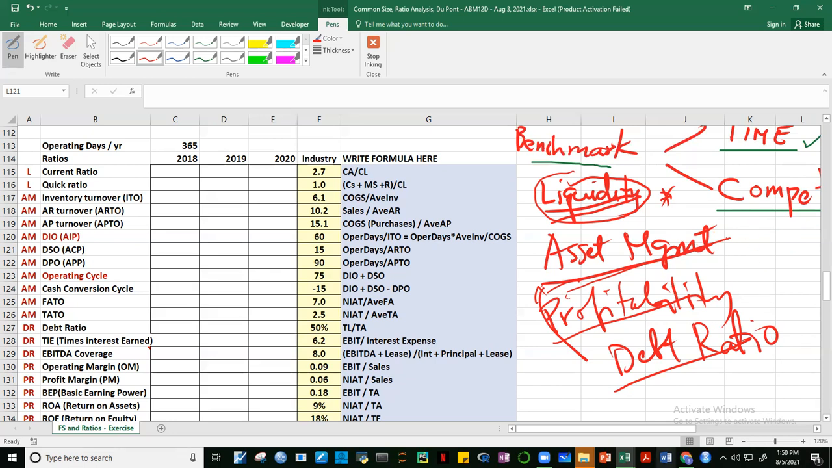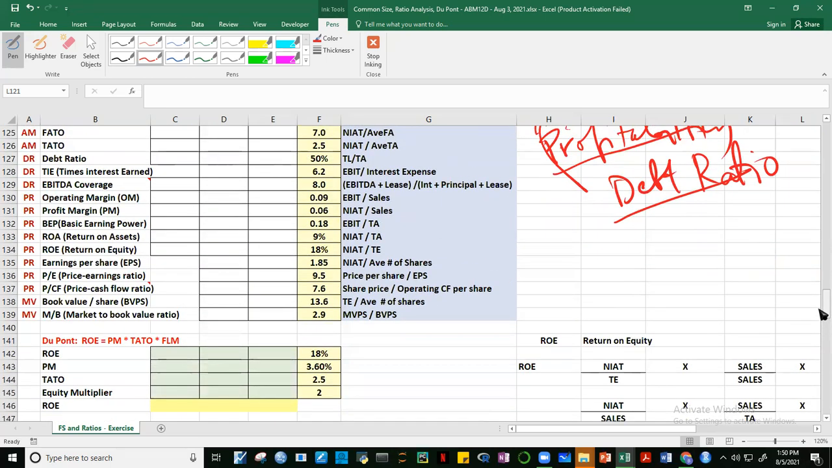Well, it measures kung nakakapag-generate ba ng profit yung company. And last is market value ratios. Okay, so this computes for yung perception ng public sa market about the price of the stock.